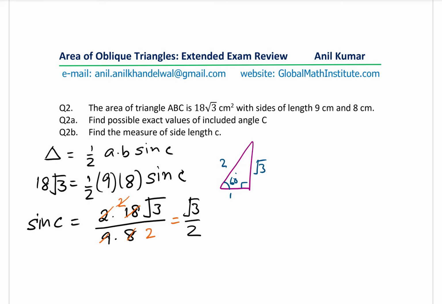Sine is opposite over hypotenuse. So we get C, the angle C is 60 degrees. Is that clear to you? So that is how we get one of our angles. What is the other angle?